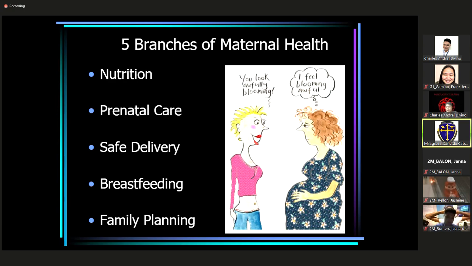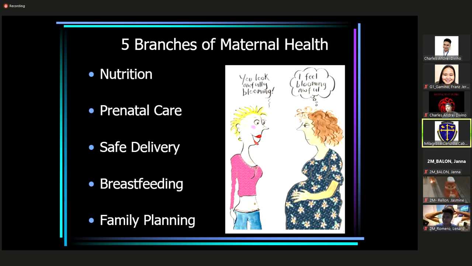So, in prenatal care, okay, can you still remember how many visits per pregnancy ang mother? Okay, so once a month lang po until 28 weeks gestation, then every 2 weeks po from 28 weeks to 36 weeks. Then every week na po for 36 weeks until delivery. Alright? So yan.